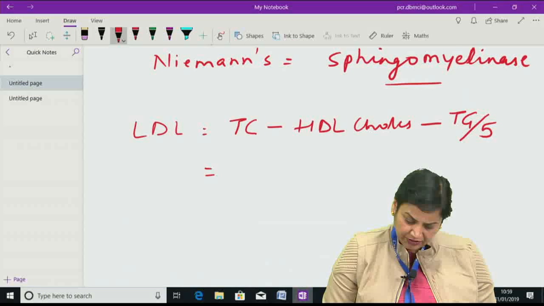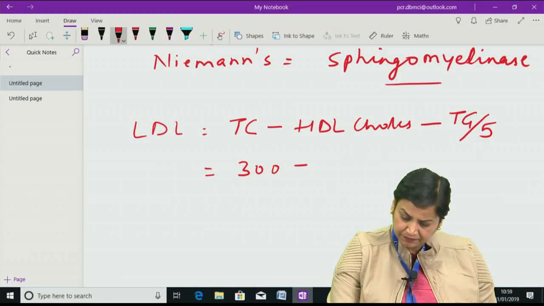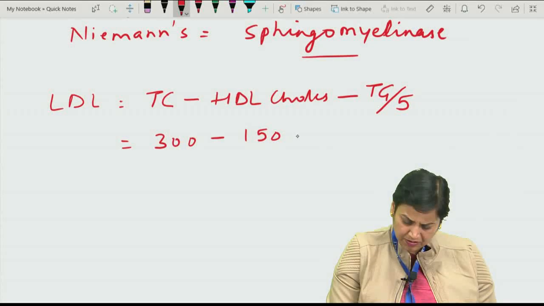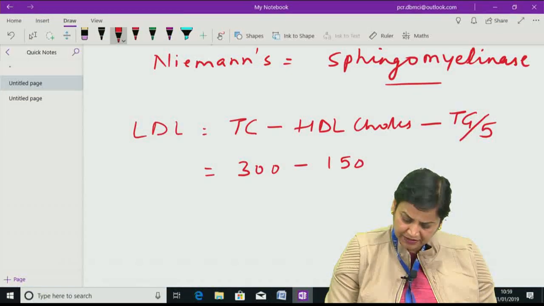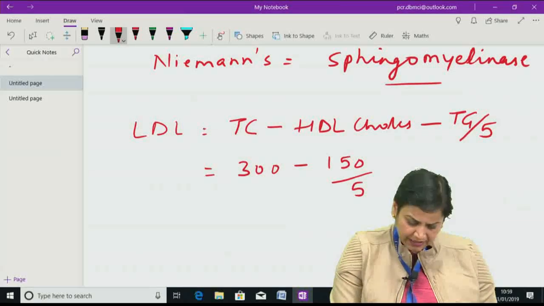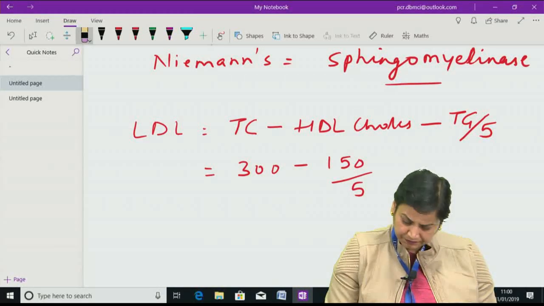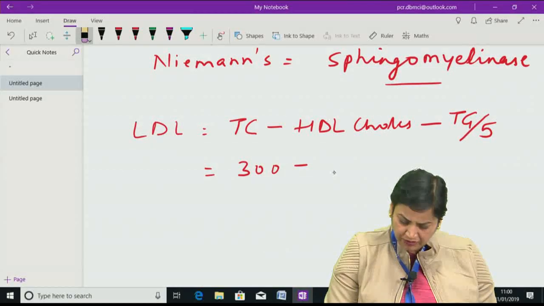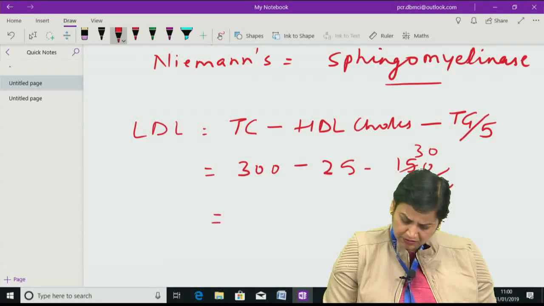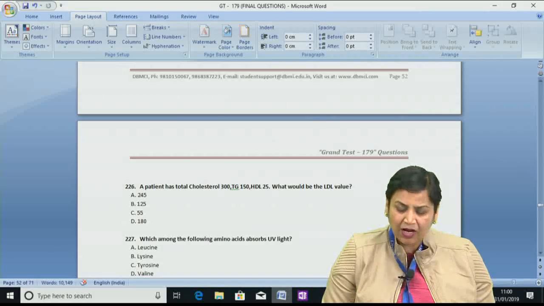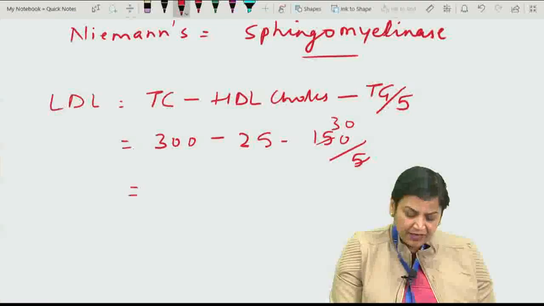Now here the concentration of total cholesterol is 300, triglycerides 150 and HDL 25. Simple, we calculated 150 over 5 is 30, so 300 minus 30 minus 25. The answer would be 245. This is how we calculate the LDL.